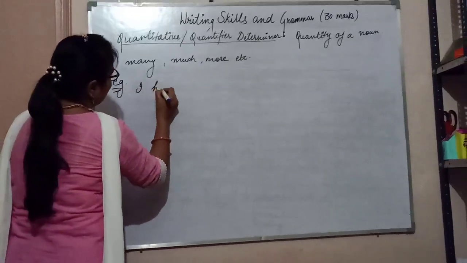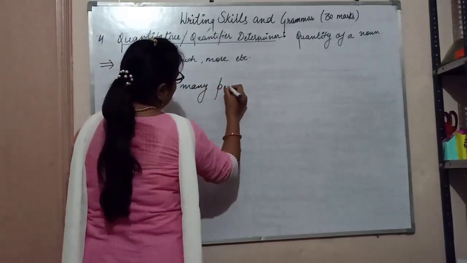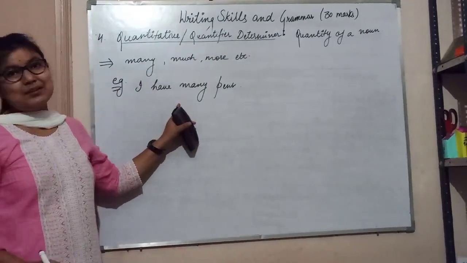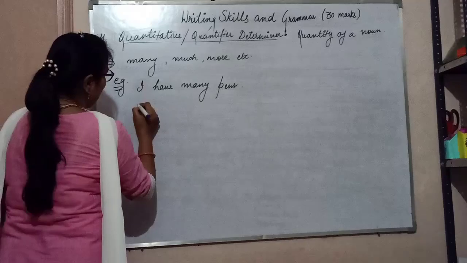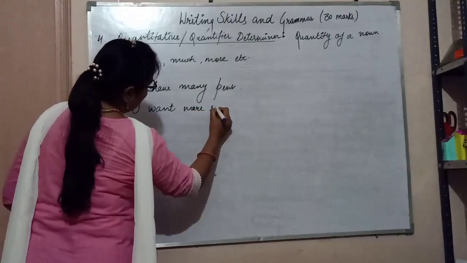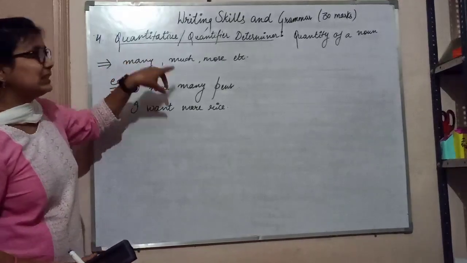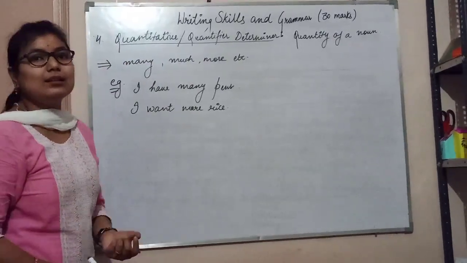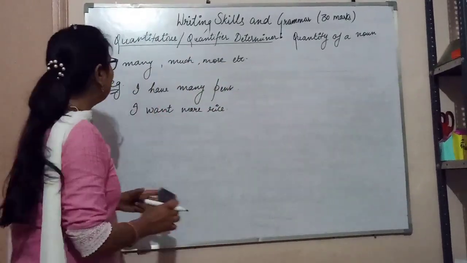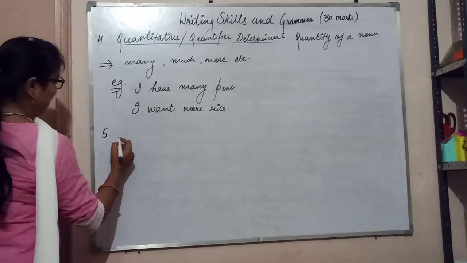Example: I have many pens, when you are not able to count them. Many pens. मेरे पास बहुत सारे पेन हैं. Another example is: I want more rice. यानी कि मुझे और चावल चाहिए. Okay. When we cannot determine something in numbers, then it is quantitative or quantifiers.